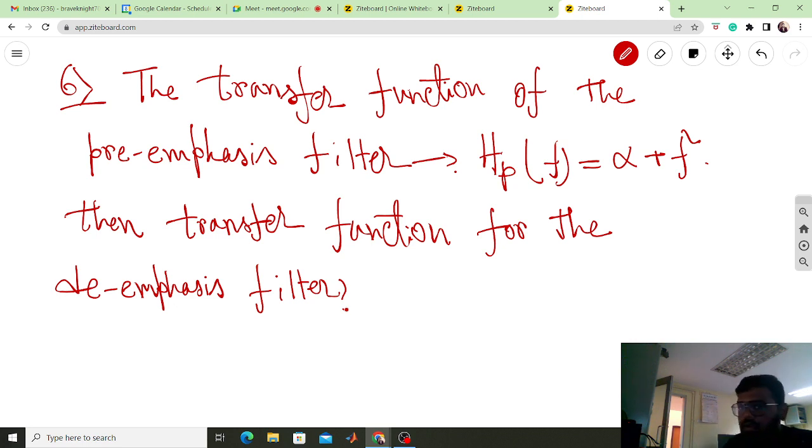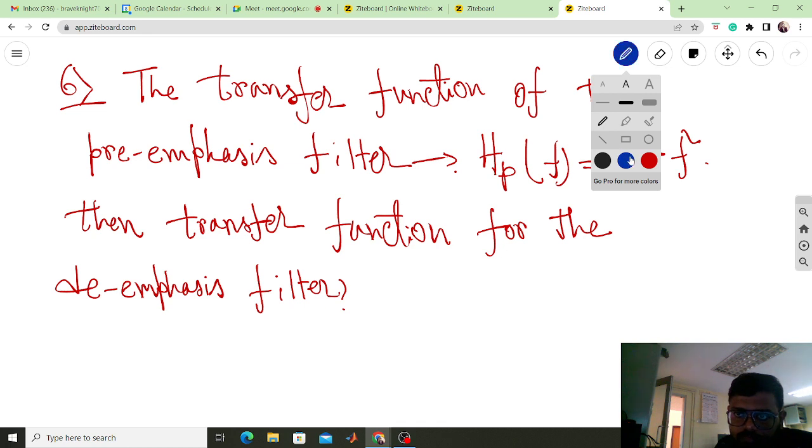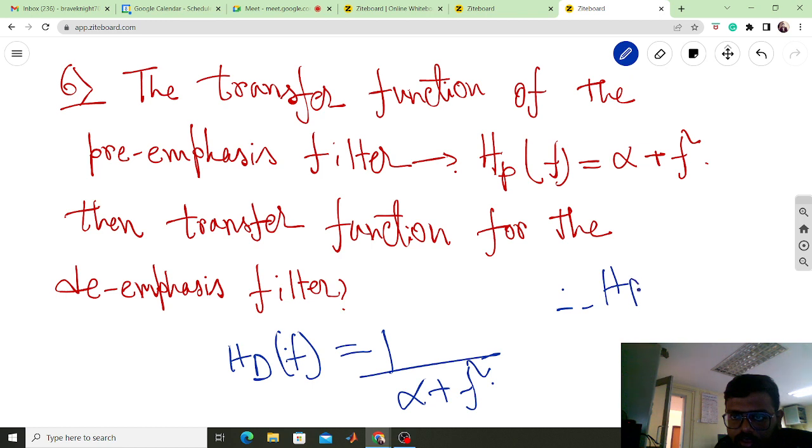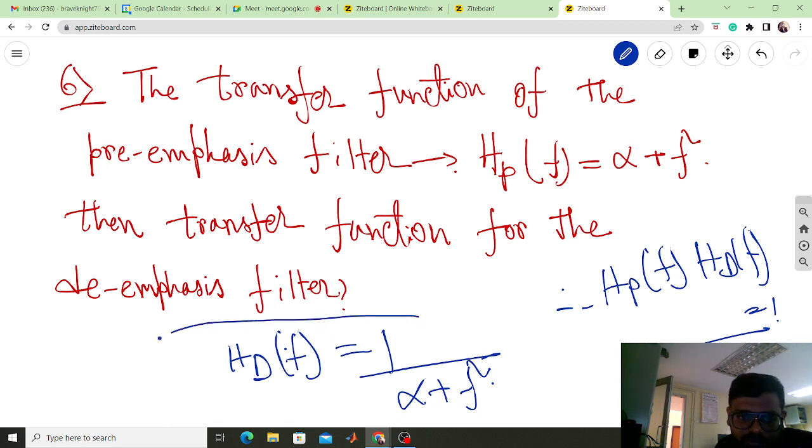The transfer function of the de-emphasis filter should be the reciprocal of that of the pre-emphasis filter. Is it so? Right, that will be 1 by alpha plus f square, so that Hp of f into Hd of f is equal to 1. So basically this is the reciprocal. So this is the answer.